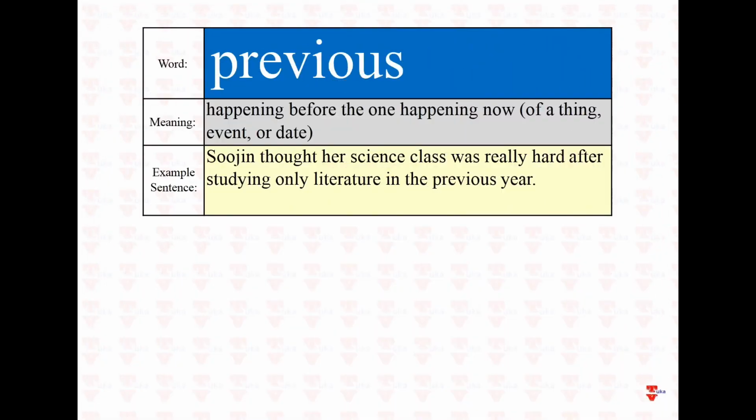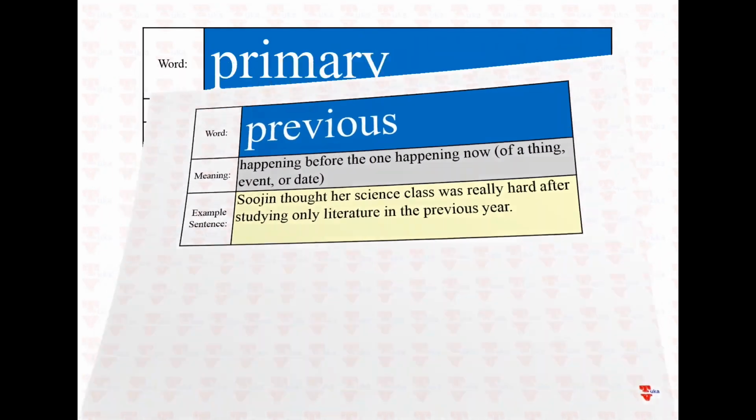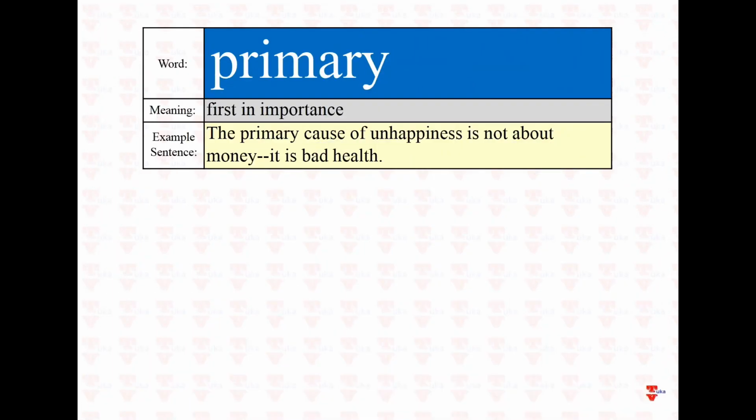Previous. Happening before the one happening now, of a thing, event, or date. Sujin thought her science class was really hard after studying only literature in the previous year. Primary. First in importance. The primary cause of unhappiness is not about money, it is bad health.